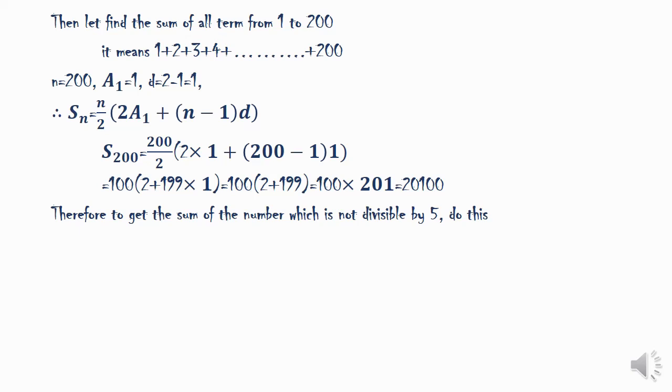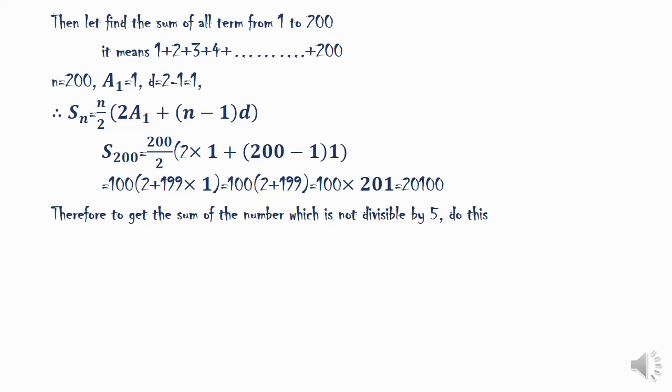Tuna jumla ya namba zote kuanzia 1 hadi 200. Jumla yao ni 20,100. Pia tuna jumla ya namba ambazo zinagawanyika kwa 5, ambazo hizo jumla yake pale tuliyoiona ni 4,100. So hapa kinachotakiwa sasa tutafute jumla ya namba ambazo hazigawanyiki kwa 5.